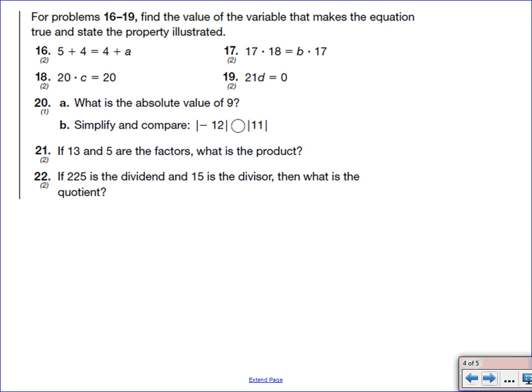For problems 16 through 19, find the value of the variable that makes the equation true and state the property illustrated. So we have 5 plus 4 equals 4 plus a. So a has to be 5, and that is the commutative property, which says order does not matter. And it doesn't matter for addition or multiplication.